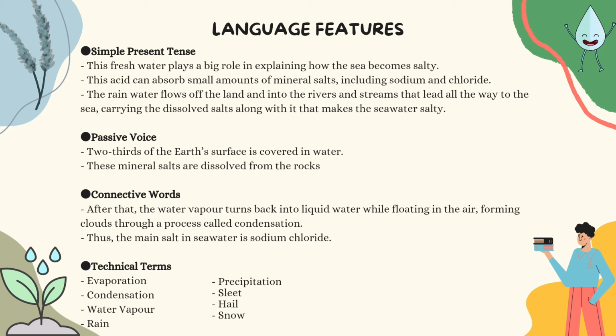Second, this text uses passive voice. Example, 2/3 of the Earth's surface is covered in water, and the mineral salts are dissolved from the rocks. Third, this text uses connective words. Example, after that, the water vapor turns back into liquid water while floating in the air, forming clouds through a process called condensation. And thus the main salt in seawater is sodium chloride.